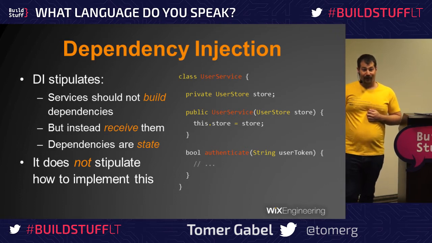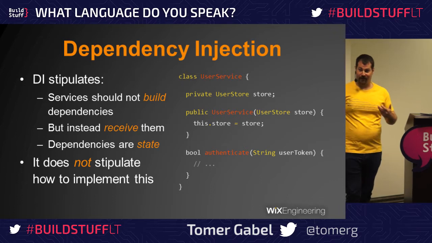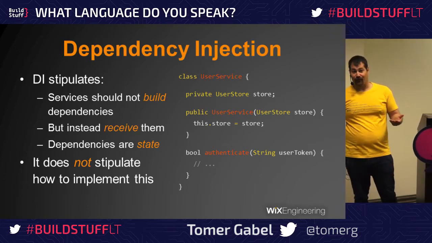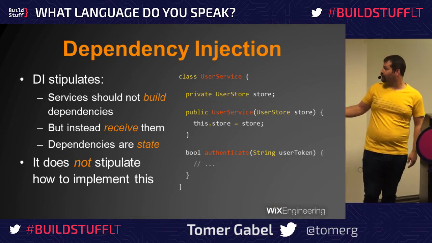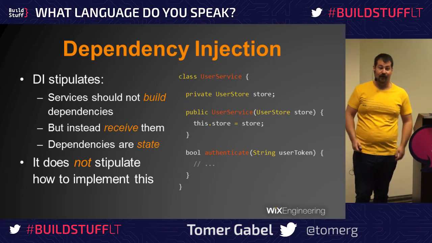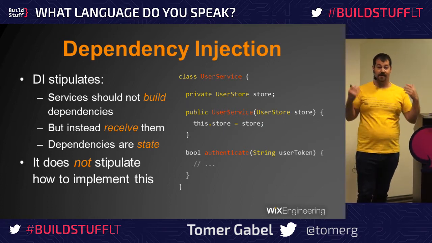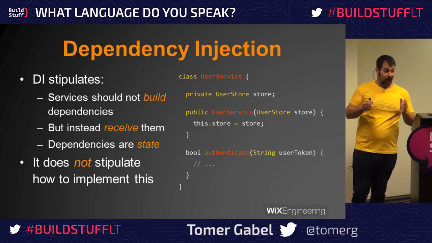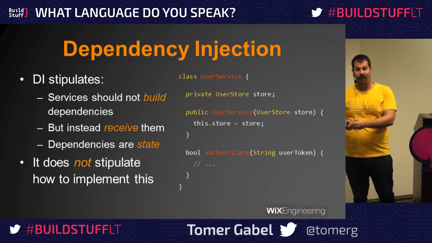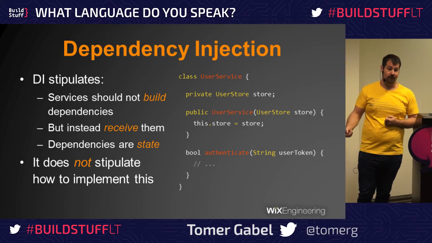It does not, however, say how this should be implemented. So a very trivial way of implementing dependency injection is what is nowadays known as constructor injection. If you have a user service, it depends on a user store. You just take it in your constructor, you place it in a variable somewhere, it becomes state. The user service should not have anything to do with the life cycle of the user store component, which is its dependency.